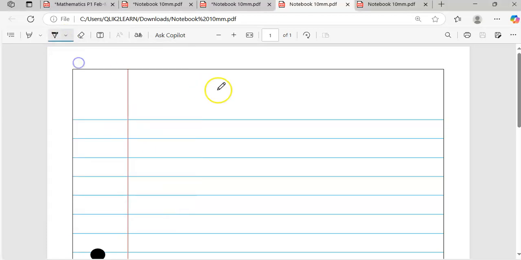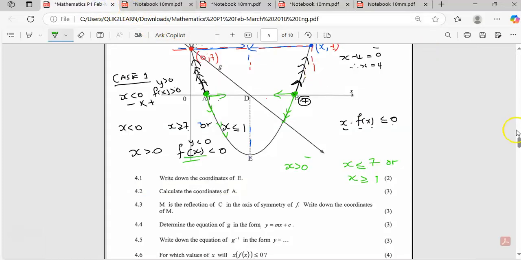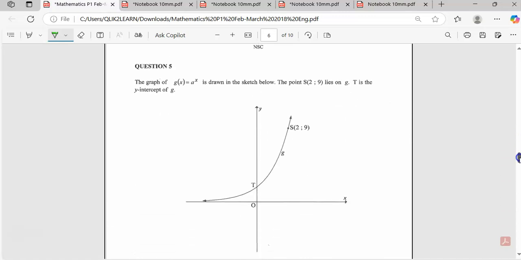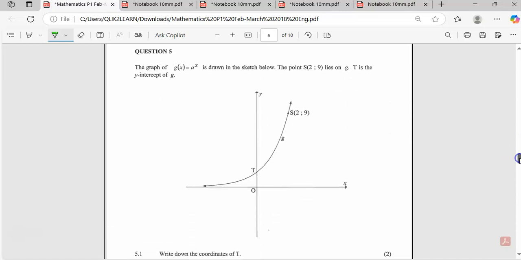Okay, let's quickly go to question 5. So on question 5, let's see what we have. Question 5. For this question, they say that the graph of g at x is equal to a to the x. They say it is drawn in the sketch below. So the point S, which is (2, 9), lies on the graph.